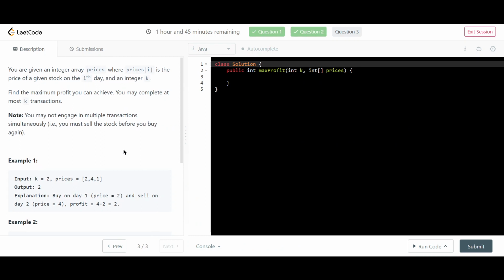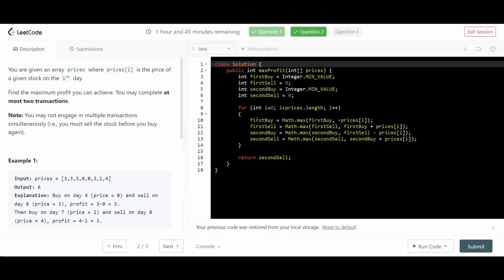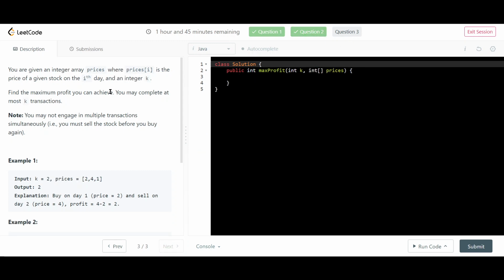Let's move on to the last question. Again, it's on the same stock thing. You're given an integer array prices, where prices of i is the price of the given stock on the ith day, and an integer k. Find the maximum profit you can achieve. You may complete at most k transactions. So the change is now that earlier you could do at most two transactions. Now you can do at most k transactions.